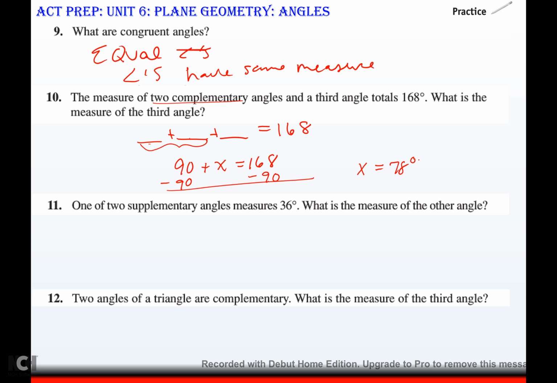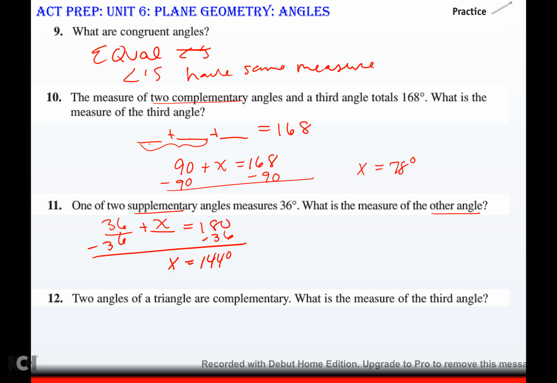Okay, 11 says one of 2 supplementary angles measures 36. What is the measure of the other angle? Supplementary means that the 2 I'm adding together equals 180. Well, they gave me 1 is 36. They're asking me to figure out the second one. So there's my equation. To figure out what x is, I'm going to subtract 36, and x equals 144 degrees.